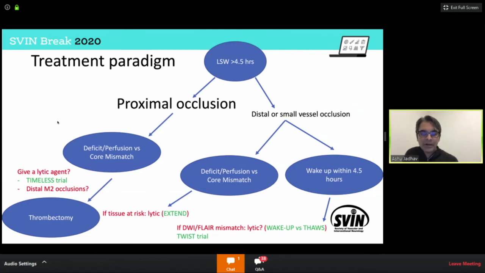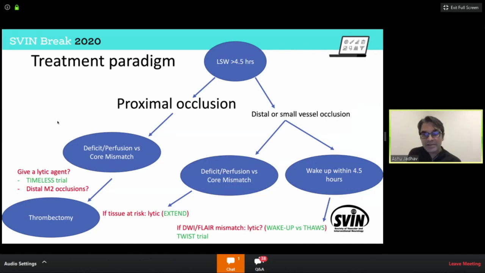So how do we think about all this? And this is, I think, my last slide. If you take patients who present beyond 4.5 hours, you can divide them into proximal occlusion or distal or small vessel occlusion. For patients who have a proximal occlusion and a mismatch, based on clinical core mismatch or deficit and perfusion mismatch, I think the question of a lytic agent is still being debated. That's what the TIMELESS trial would help us understand.